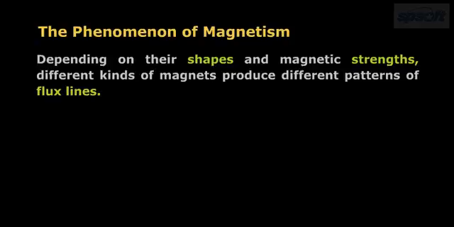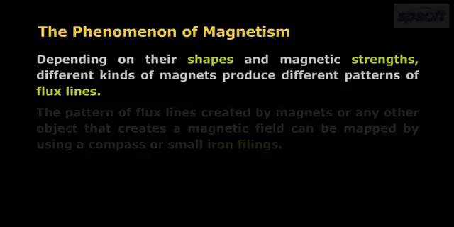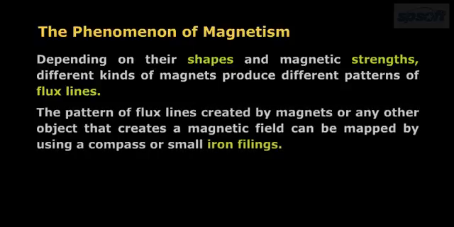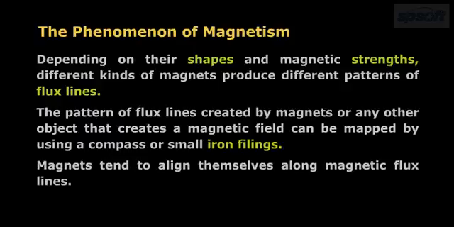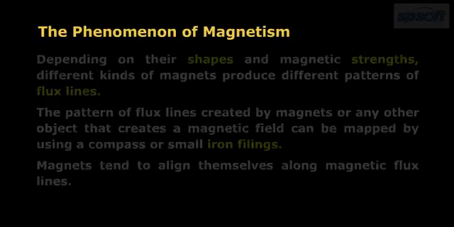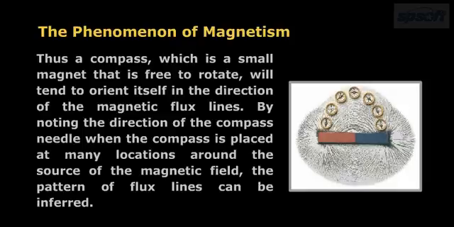The pattern of flux lines created by magnets or any other object that creates a magnetic field can be mapped by using a compass or small iron filings. Magnets tend to align themselves along magnetic flux lines. Thus, a compass, which is a small magnet that is free to rotate, will tend to orient itself in the direction of the magnetic flux lines.